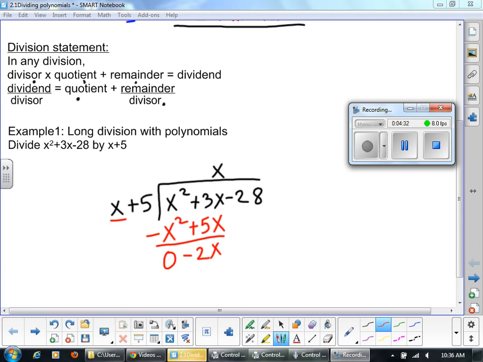So now we're going to drop the 28. So we're going to take the 28, we're going to drop it down, minus 28, and we're going to repeat the process. So we're going to ask ourselves, well, how many times does x go into negative 2x? Negative 2 times, so minus 2. And then we repeat the multiplication. So we're going to take negative 2 times x, which is negative 2x, and negative 2 times 5, which is negative 10.